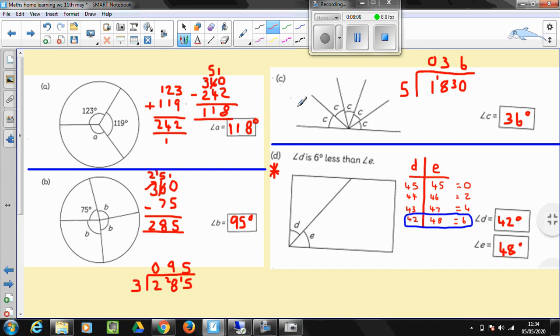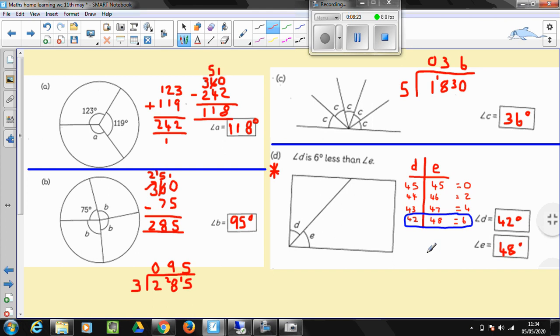For question C, I knew angles on a straight line equaled 180, and I knew I had 5 that were all C, all the same size, even though they don't look it. So I did 180 divided by 5, and I got 36. Each of these angles is 36 degrees.